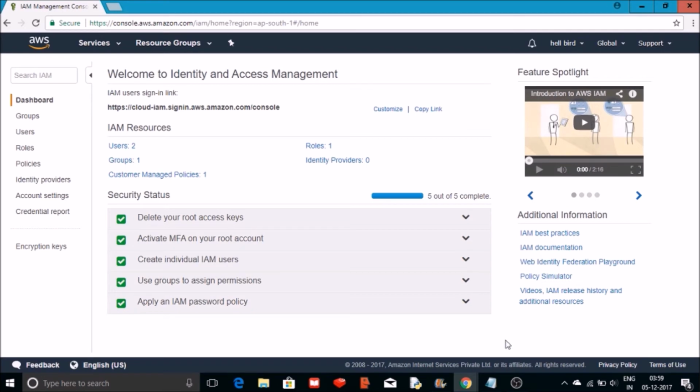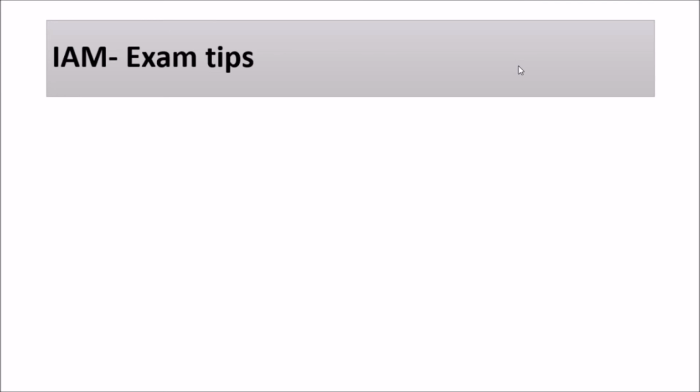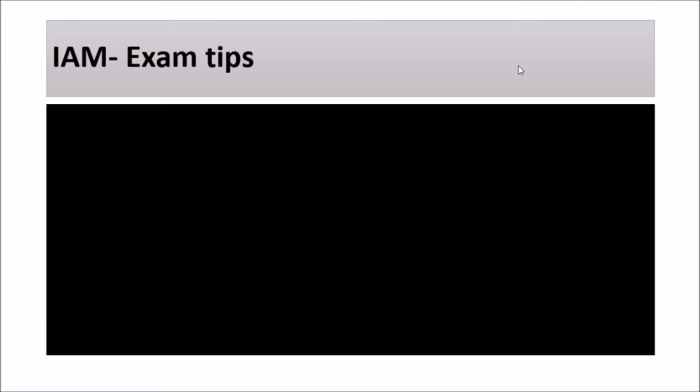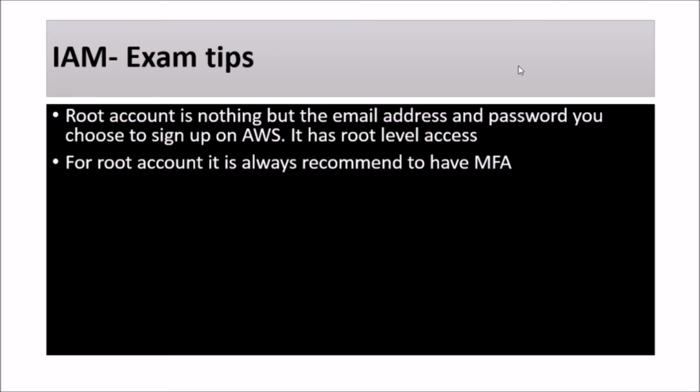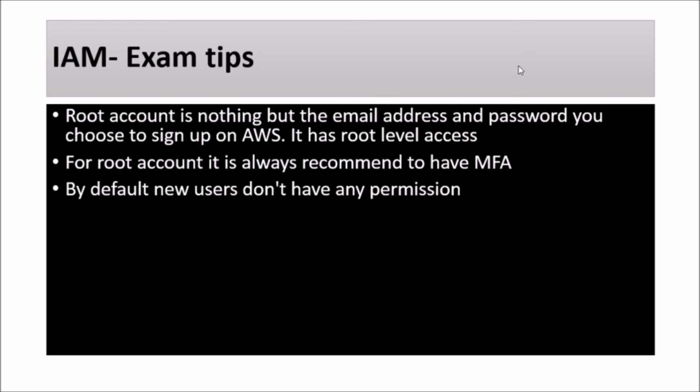Okay, now we will discuss some exam tips. So here are my exam tips for IAM. The root account is nothing but the email address and password you choose to sign up on AWS. It has root level access, and for the root account it is always recommended to have MFA, multi-factor authentication, to enter into the root account, so that no one else can enter our root account and have root level access.